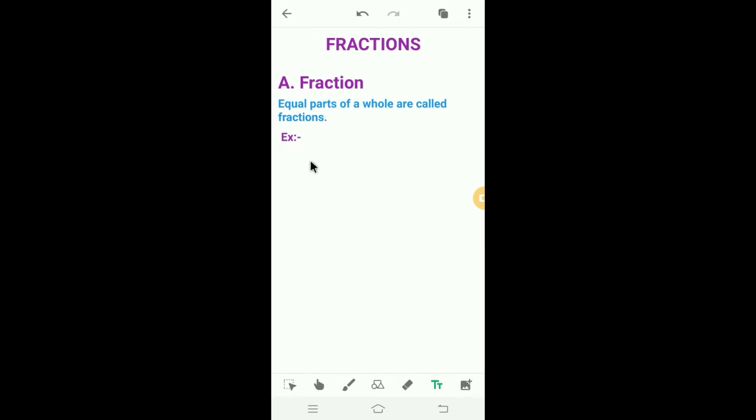For example, 6/10, 2/7, 5/9. These are called fractions. 6/10 indicates that 6 parts out of 10 parts of a whole are taken.